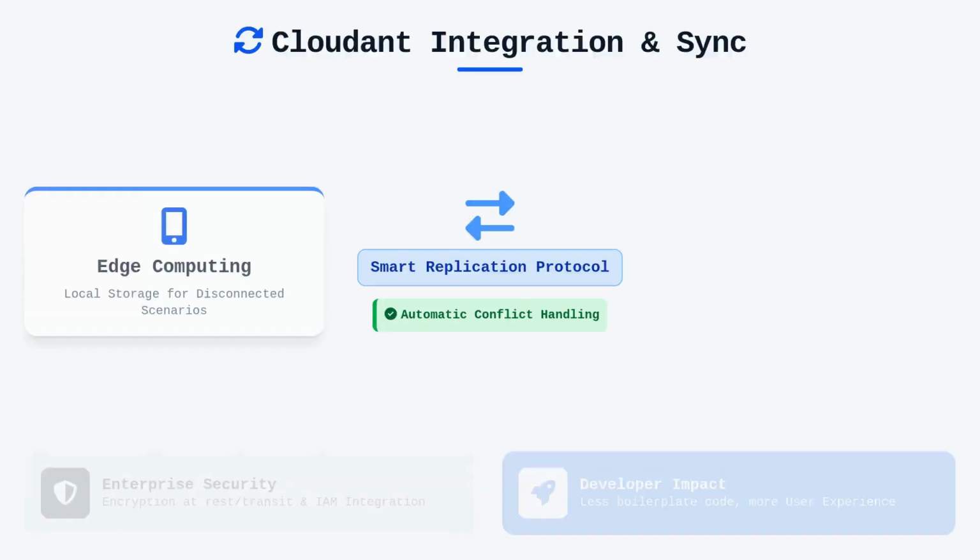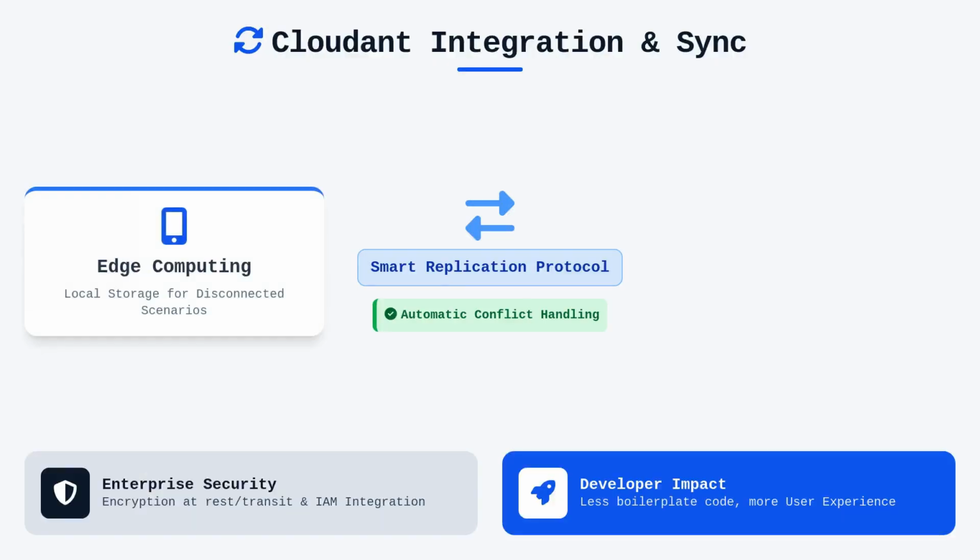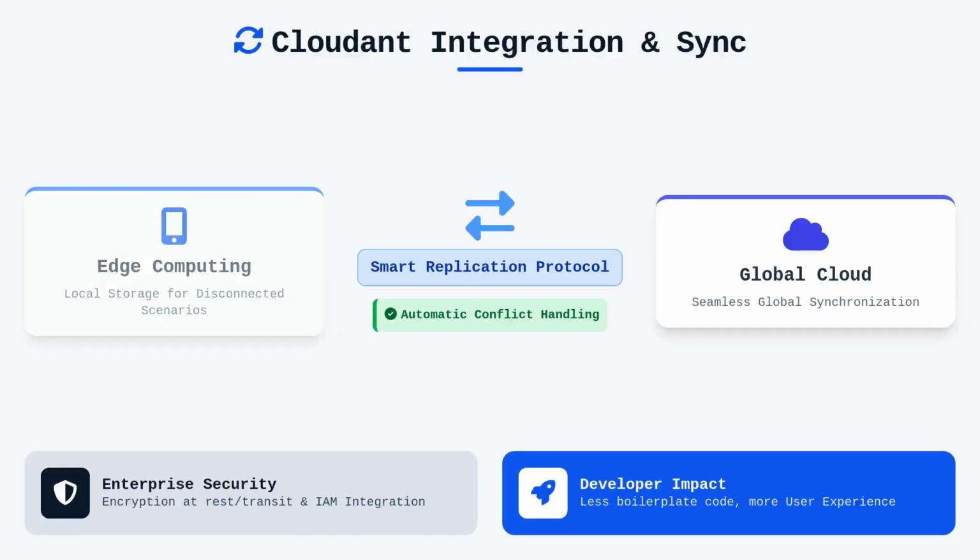From a security standpoint, the service encrypts data both at rest and in transit, and you manage access through the standard identity and access management integration used across the broader cloud platform. By combining this robust architectural foundation with seamless global synchronization, the database enables developers to build global-scale applications that are resilient, scalable, and secure.